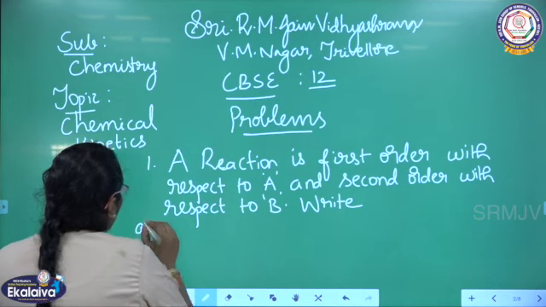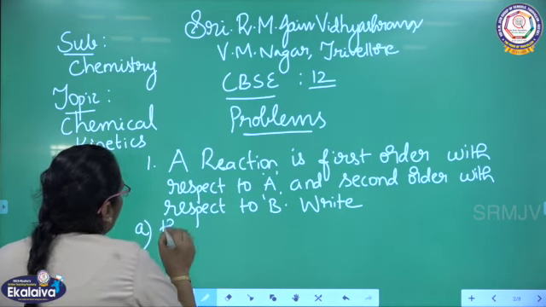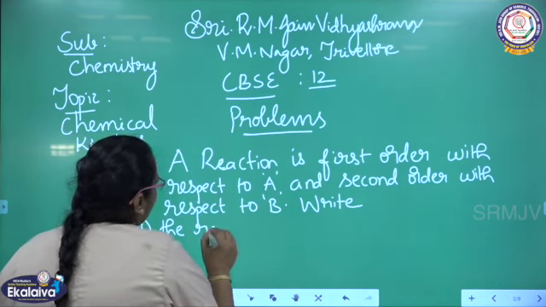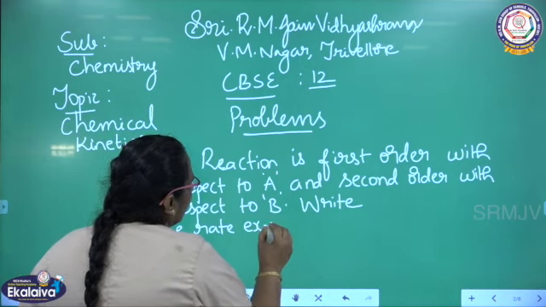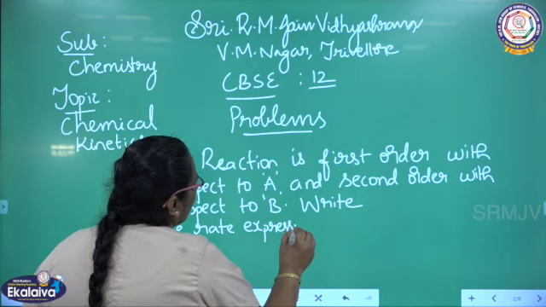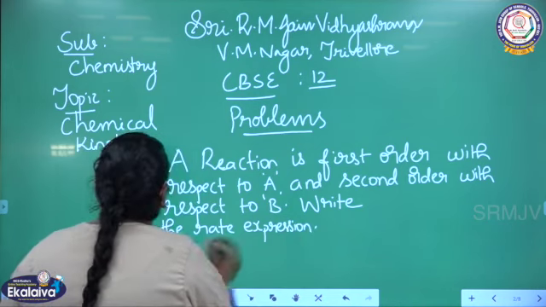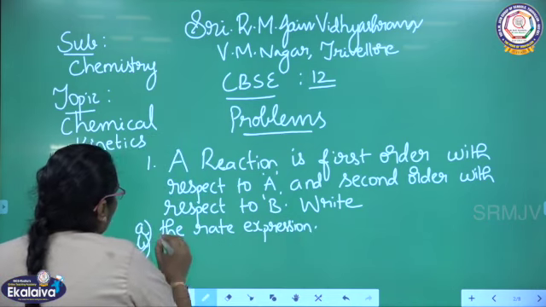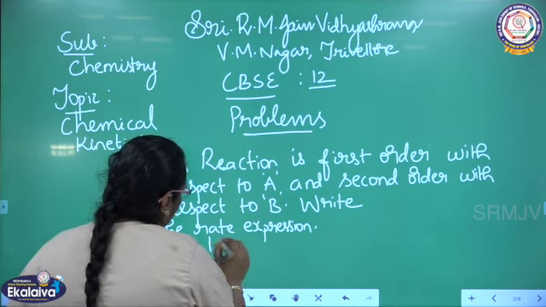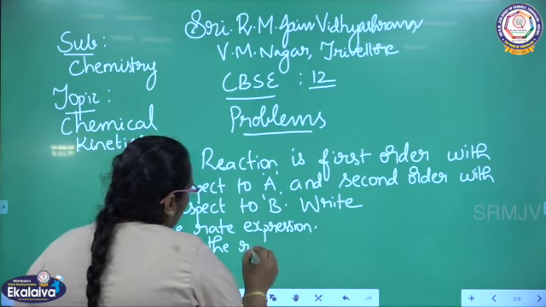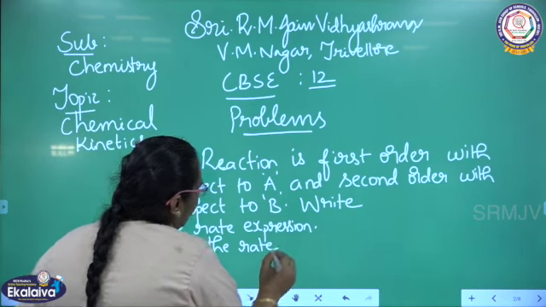What is the first one? We are going to talk about the rate expression. Write the rate expression of the reaction. And the second question is, how the rate will be affected.